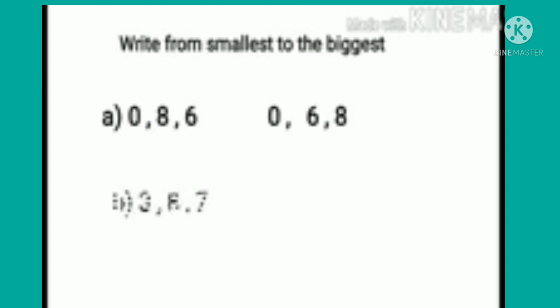Now let us see another example. 3, 8 and 7. Which is the smallest? Yes, 3 is the smallest. Next, yes, 7. And 8. Yes. So you have learned to write the numbers from smallest to the biggest, isn't it?